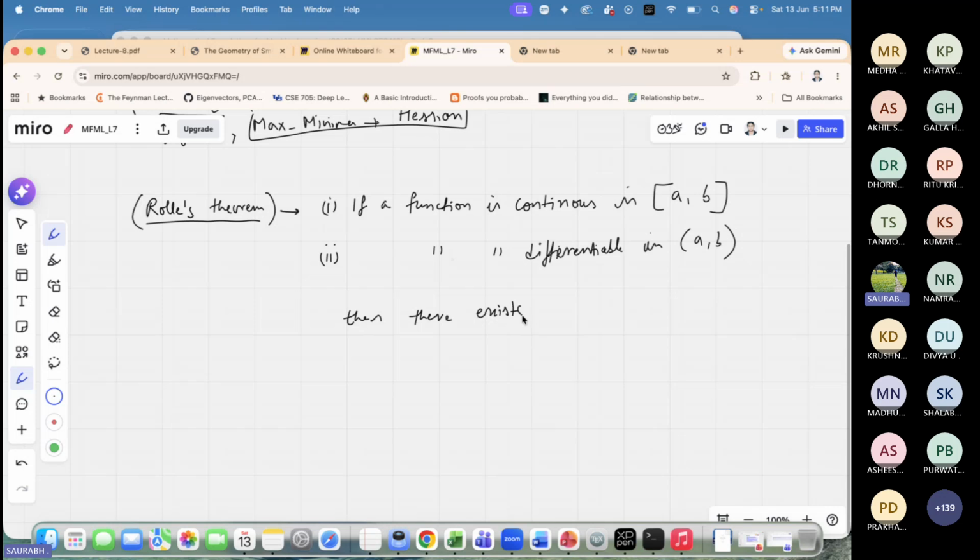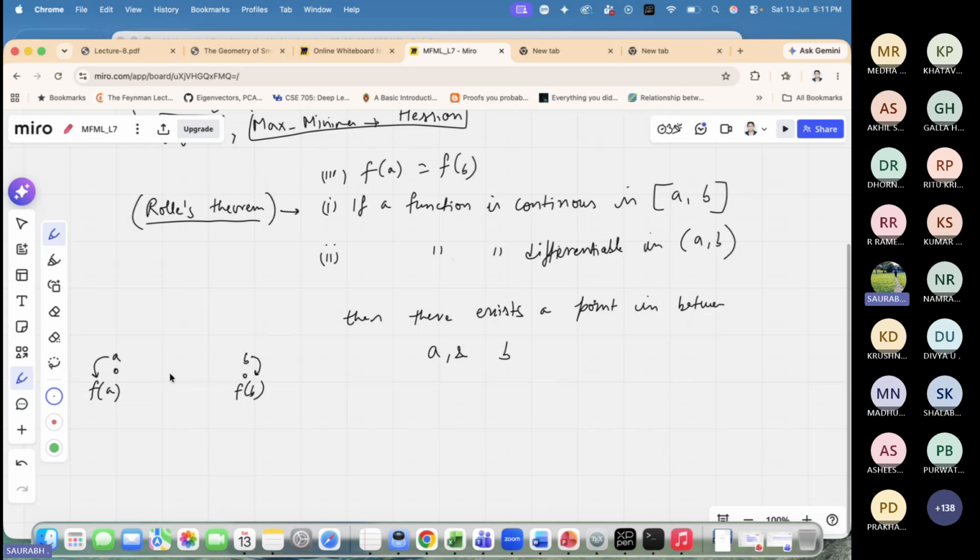Then the third point: then there exists a point in between a and b. One more condition, the third condition, is f of a equals f of b. So these are the three conditions. Think of it as two points: the function value at point a and the function value at point b. This is point a, the function value at point a. This is point b, the function value at point b.